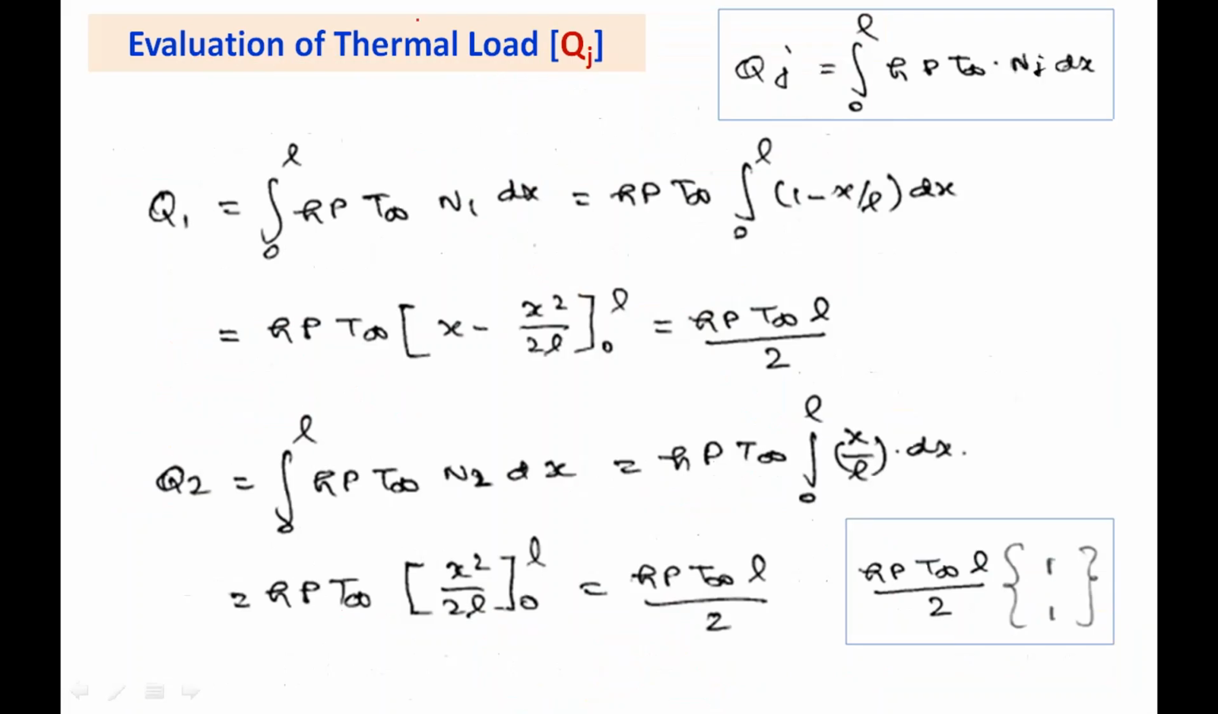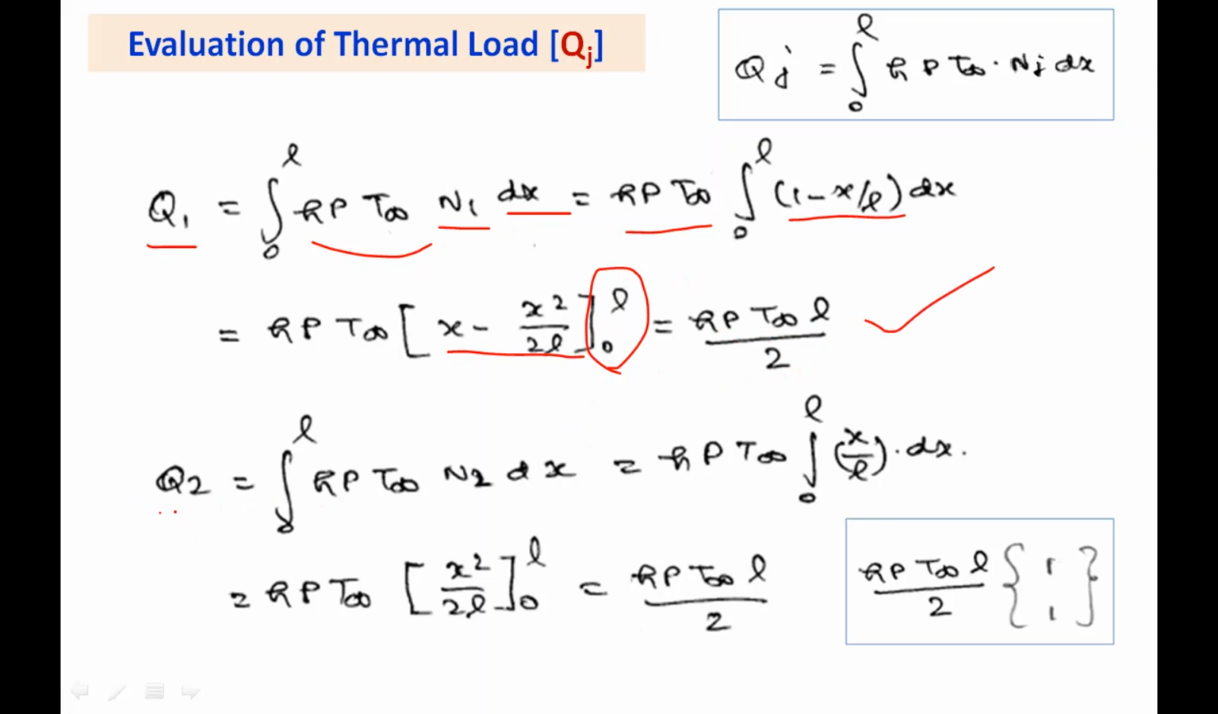Now coming to the thermal load Qj. For the first node, Q1 is integral 0 to L of HP T infinity N1 dx. Substituting the N1 value and taking the constants outside the integration, now this is the integration of 1 minus x by L. Then apply the limit, and we get a term like this: HPL T infinity by 2.